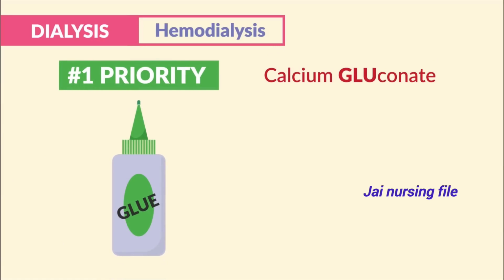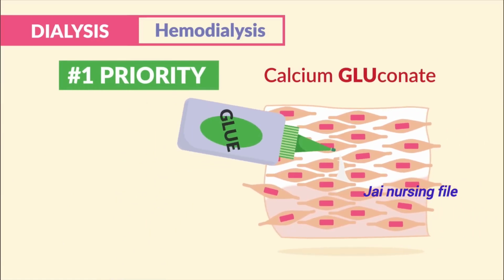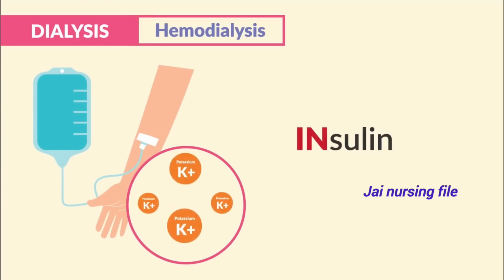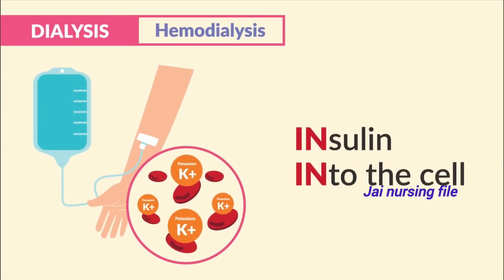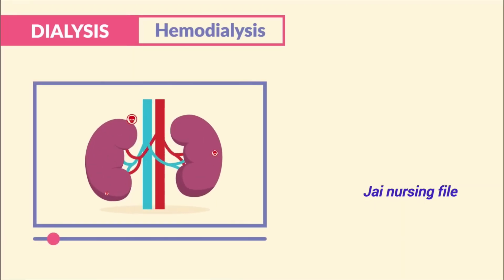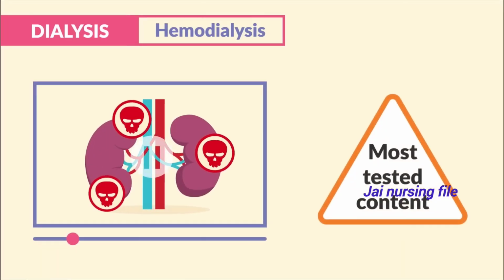Priority is to give calcium gluconate to glue down those heart muscles, and then we also give IV regular insulin to push that potassium into the cell, out of the bloodstream, into the cell. Now, we go into way more detail about this in our renal failure lectures, but I wanted to give you the most tested content here to reinforce it.